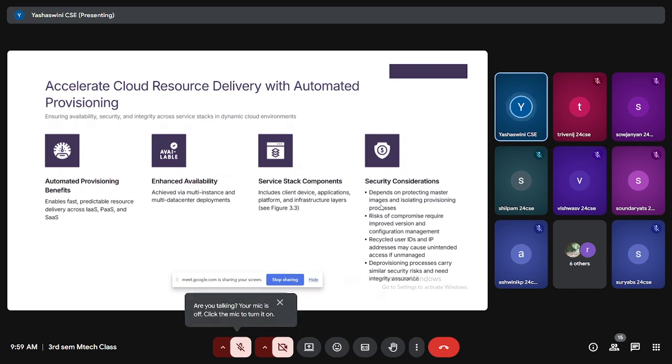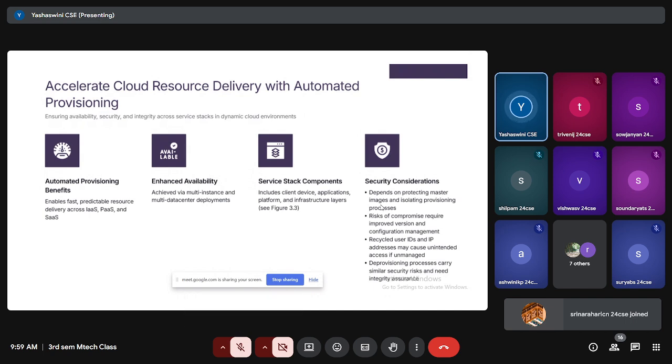So depending upon the infrastructure layers, you can make a request. So based upon that, your virtual machine will be allotted by utilizing the hypervisor. So depending upon the complexity of application, you can end up using many virtual machines.